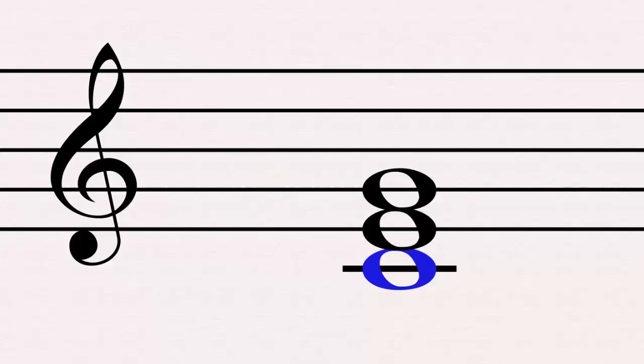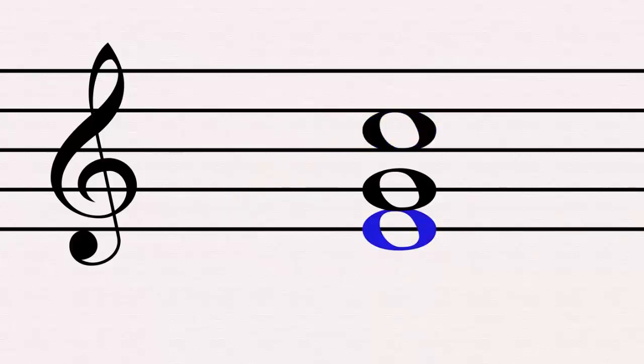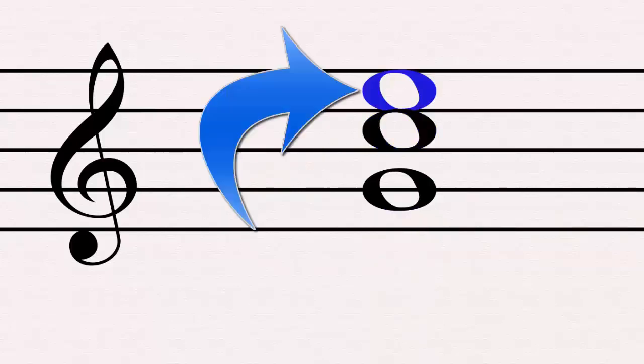The first inversion is accomplished by bringing the root up an octave. The second inversion is accomplished by bringing the root and the third up an octave. One more inversion would bring the chord back to root position. Notice that there are 3 possible choices for the top note of any chord.